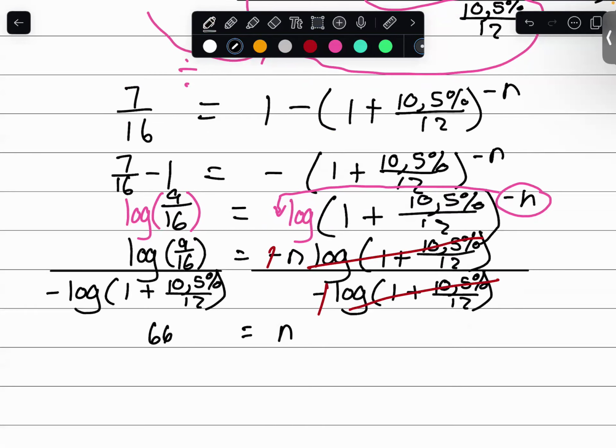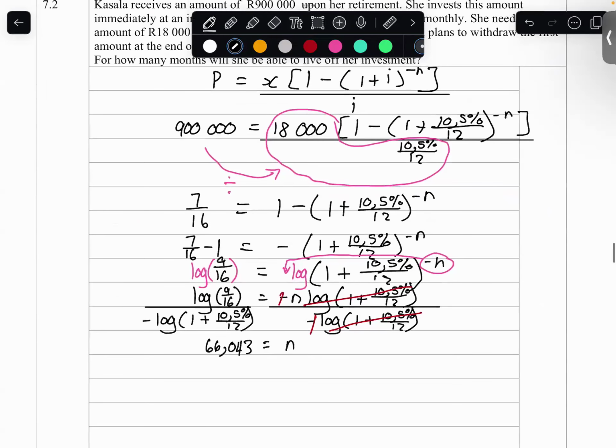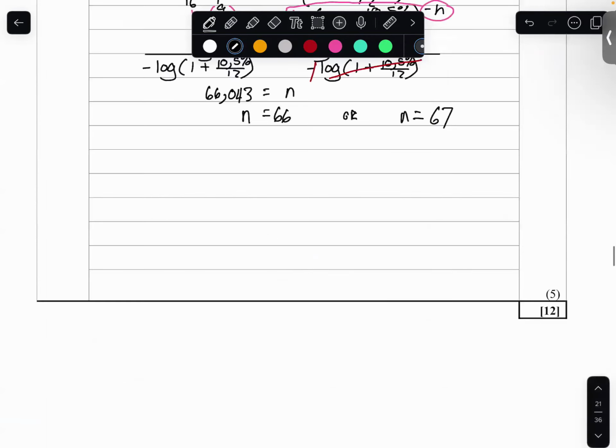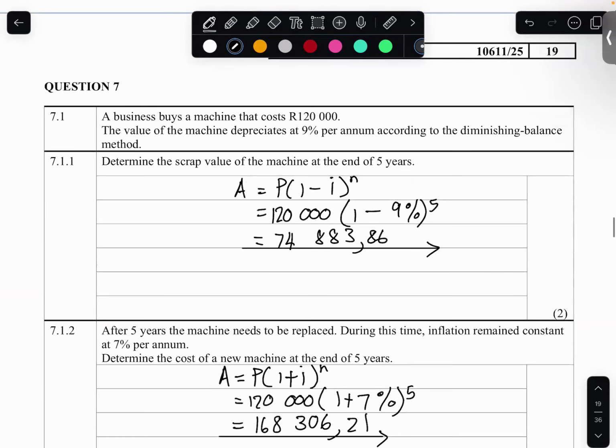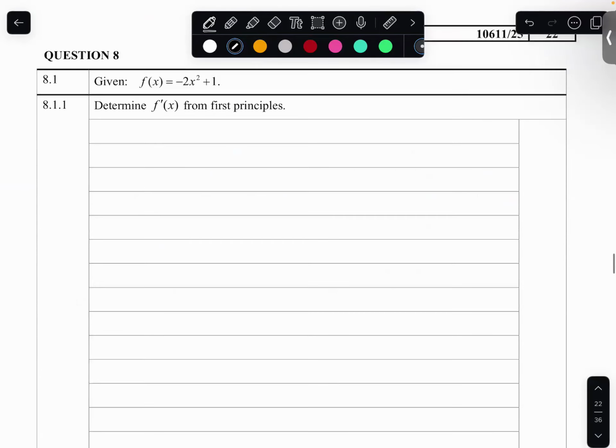No bits and pieces. The whole thing, as you see, it goes in on the calculator. It's going to give you 66.043, which means that she will be able to sustain this for 66 to 67 months. They accepted both of those answers. So you say n is equal to 66 or 67. Any one of these two answers that you gave, they accepted. Okay. And that's that. That was finance. The finance wasn't too bad in this paper at all, actually. All right. On to calculus.